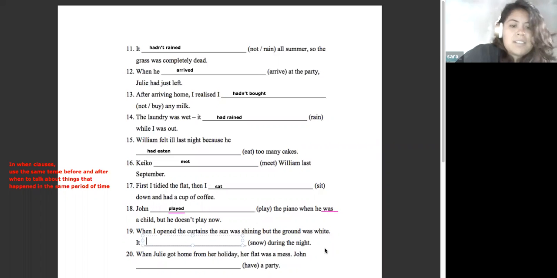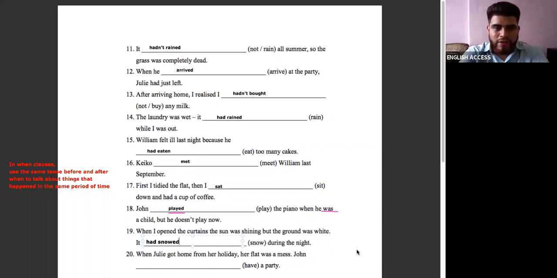It had snowed during the night. Yes, when I opened the curtains, the sun was shining, but the ground was white. It had snowed during the night. Perfect. 20, when Julie got home from her holiday, her flat was a mess.